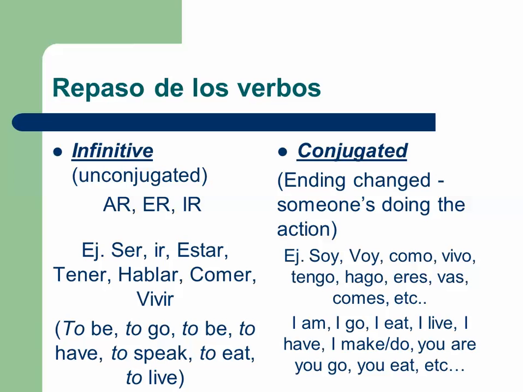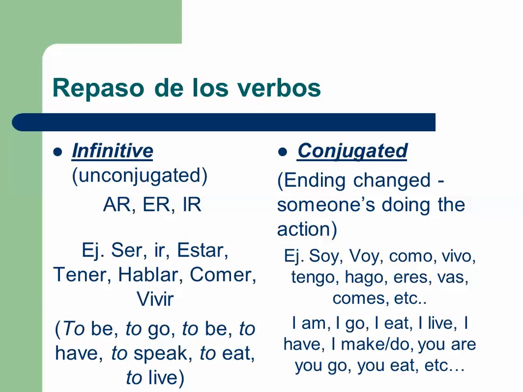So let's look at the examples of the infinitive verbs: ser, ir, estar, tener, hablar, comer, vivir, and compare them to conjugated verbs. I chose the same verbs, I just conjugated them into whoever is doing them. I just did yo forms and tú forms. So look, for example, soy, voy, como, vivo, tengo, hago, eres, vas, comes, etc. None of those on the conjugated side end in AR, ER, or IR. They're still verbs though, and they still come from the infinitive that originally ended in AR, ER, and IR.